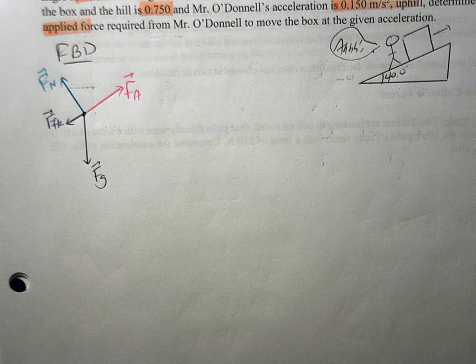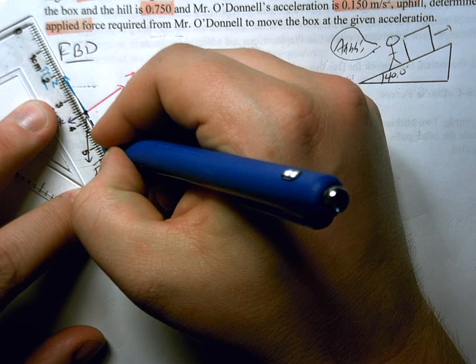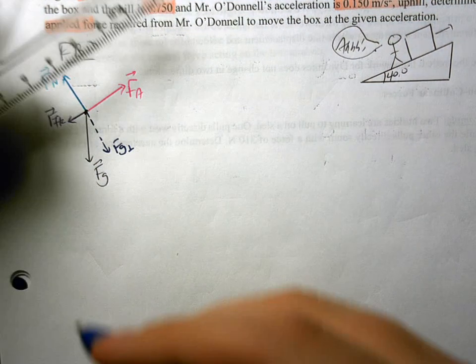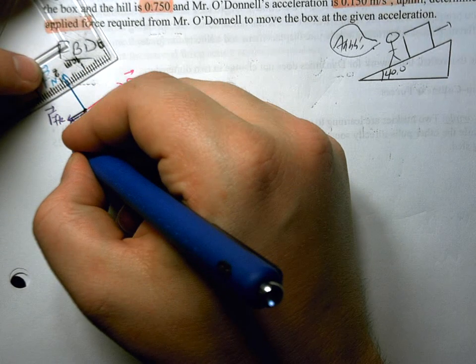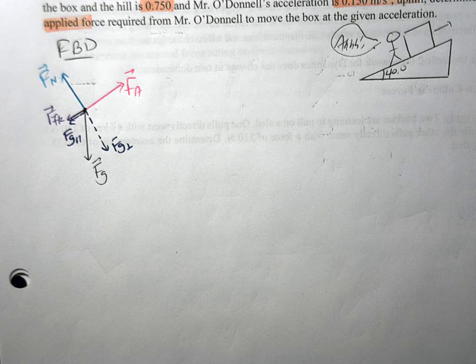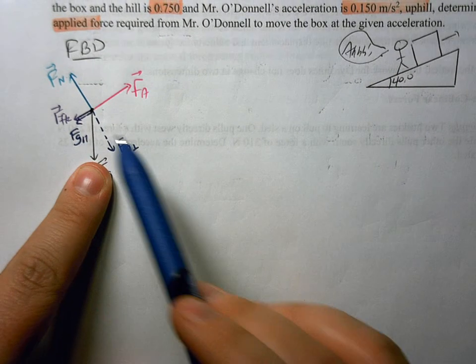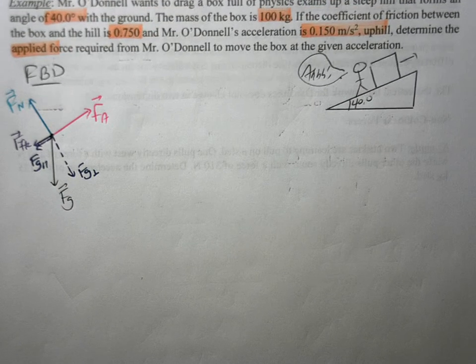And then last thing we can do, we can break up our vector here for the force of gravity into its components. We have this component that's perpendicular to the plane, and we also have this component that's parallel with the plane. So, not counting FG, since we've resolved it into its components, we have 5 forces that we have to deal with. So a lot's going on here. We have to be really careful with this one.